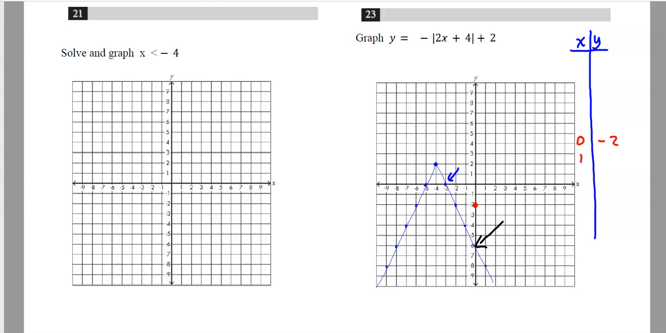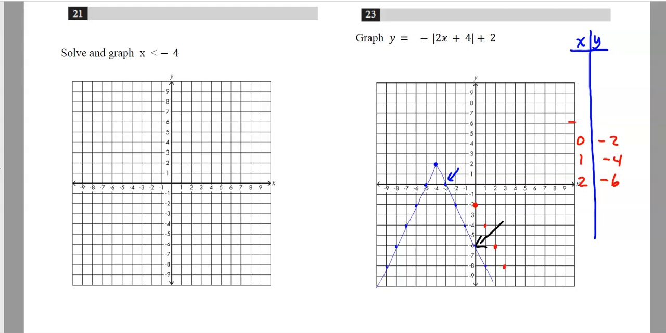If I put 1 in there, 2 times 1 is 2, plus 4 is 6, which would be -6 plus 2. That would be -4. So over 1, down 4. If I do the 2, that's going to be 2 times 2 is 4. 4 plus 4 is 8. -8 plus 2, that would be a -6. So it's almost like I'm running parallel to where I'm supposed to be.